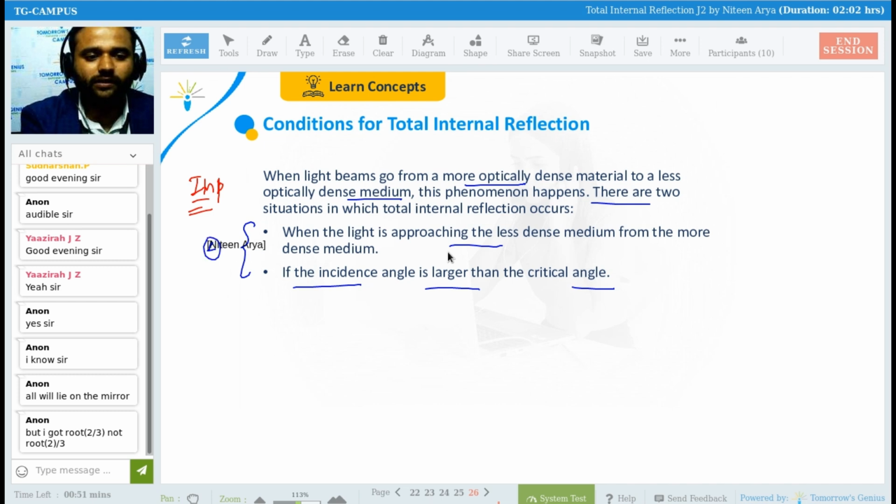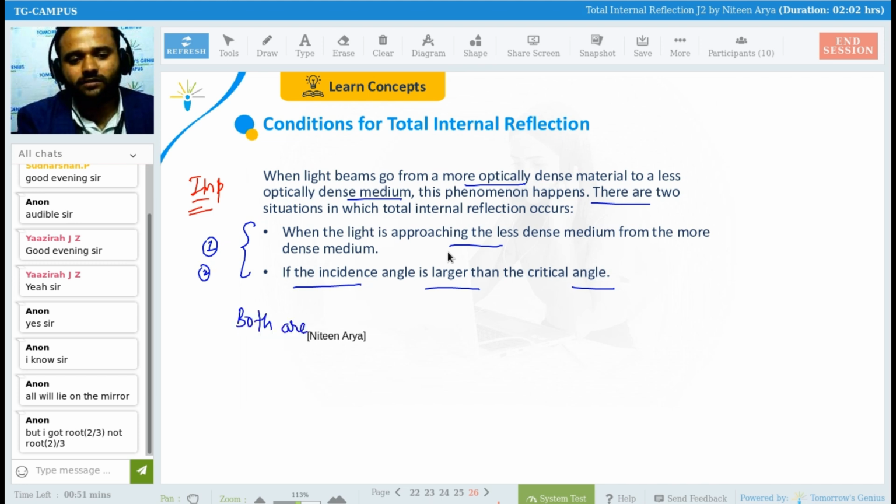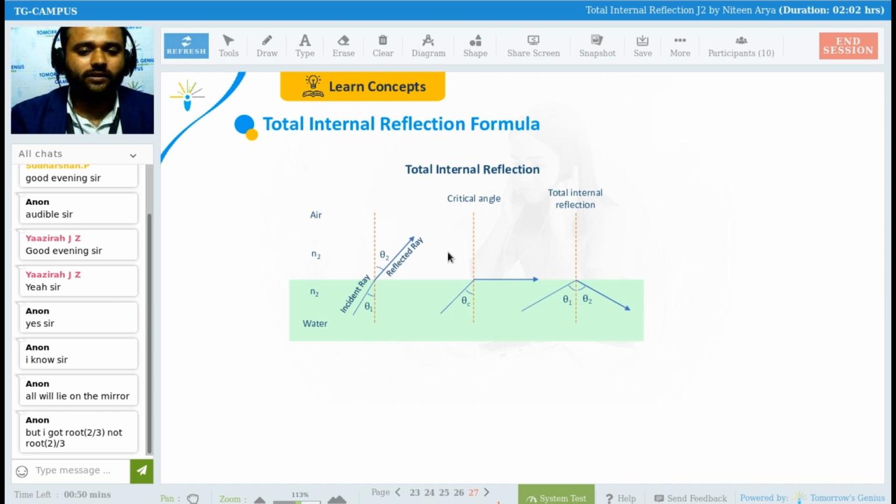So this one, condition 1 or 2, both are necessary. Both are necessary conditions. Clear, everyone?